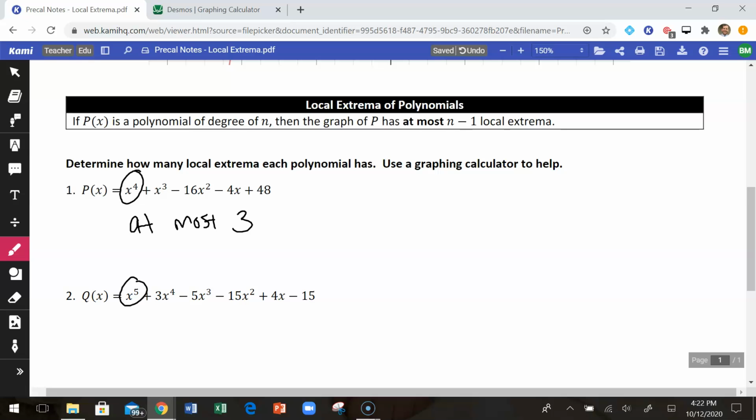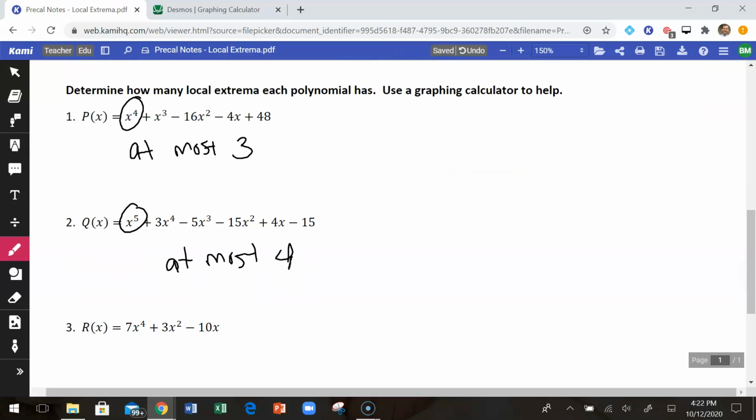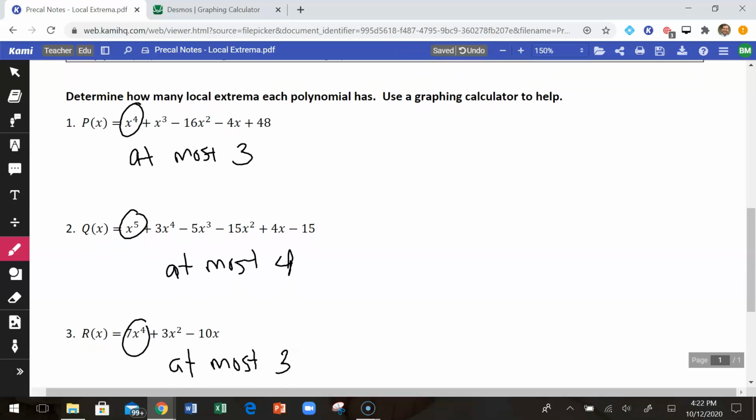This second one is x to the 5th, so this has at most 4. It might not have 4, but it has at most 4. And this one is power 4, so again it has at most 3. Now I'm going to graph these so that we can see if they actually do have that many.